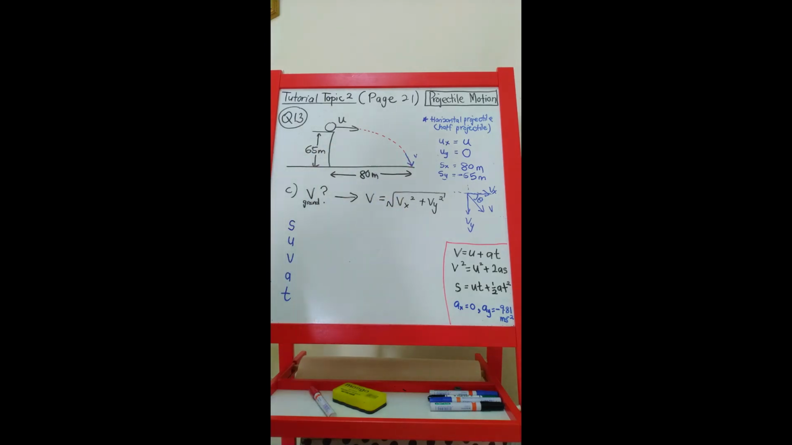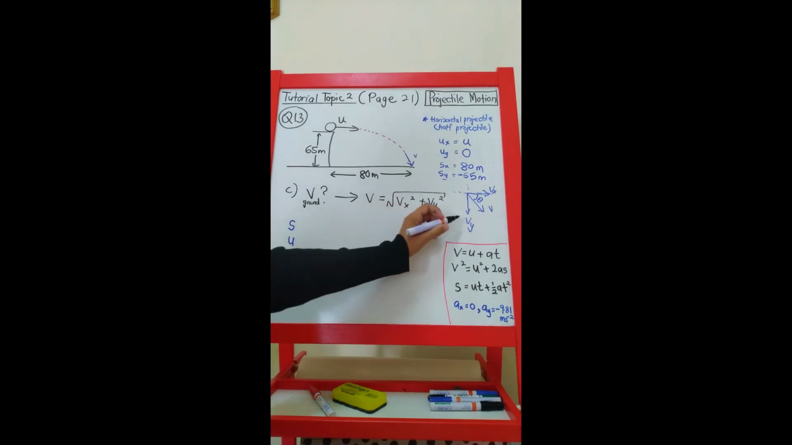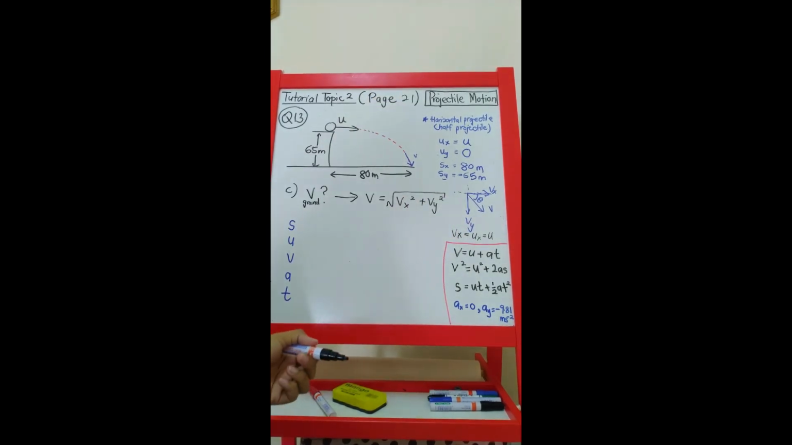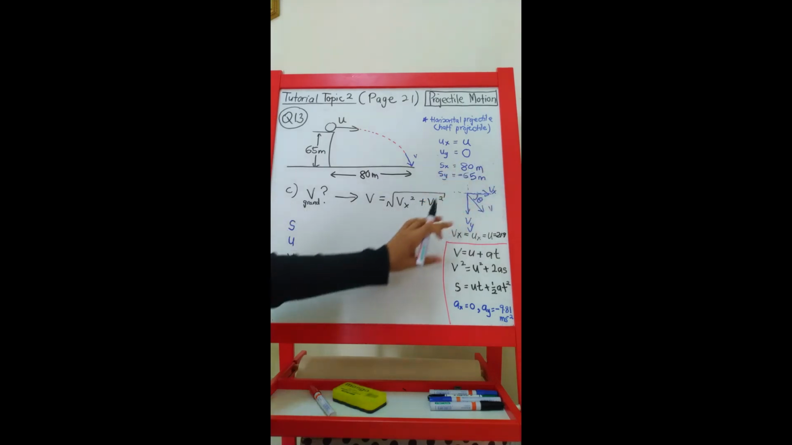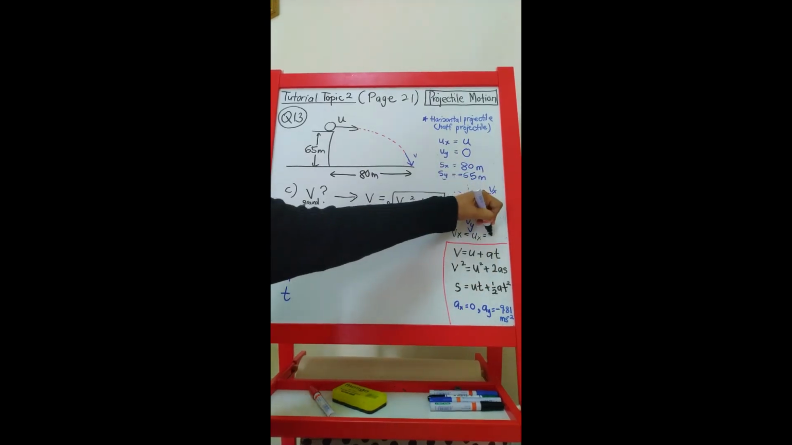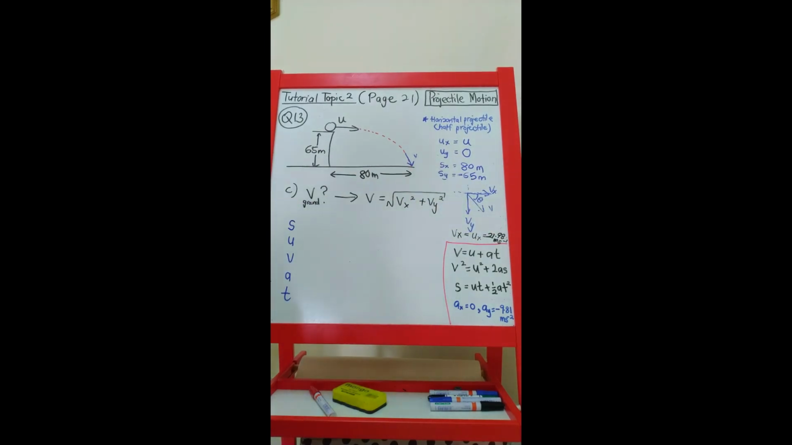So vx, vy. Vx is always equal to ux, which in this case equals u, which we already found in part B, 21.98. Just write it down like this. Now the problem is vy.